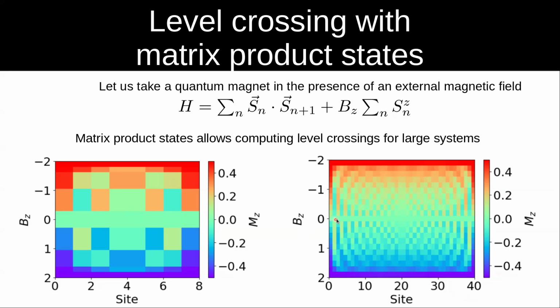At zero magnetic field, you have zero magnetization everywhere, and then as you increase the magnetic field, you get a new ground state, and then a new ground state, and then a new ground state, and each one of these ground states has magnetization in different regions of space.